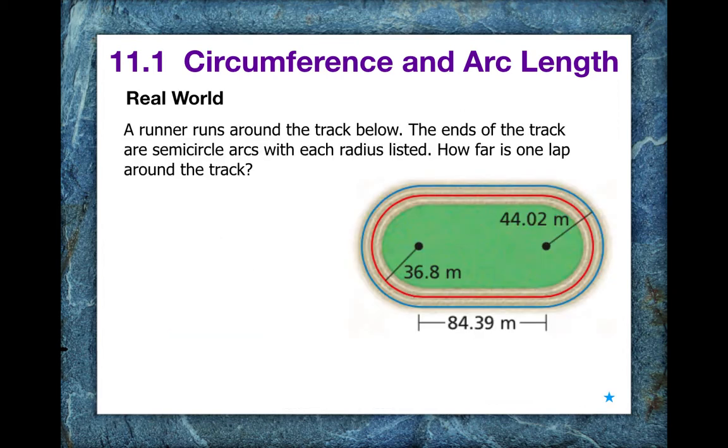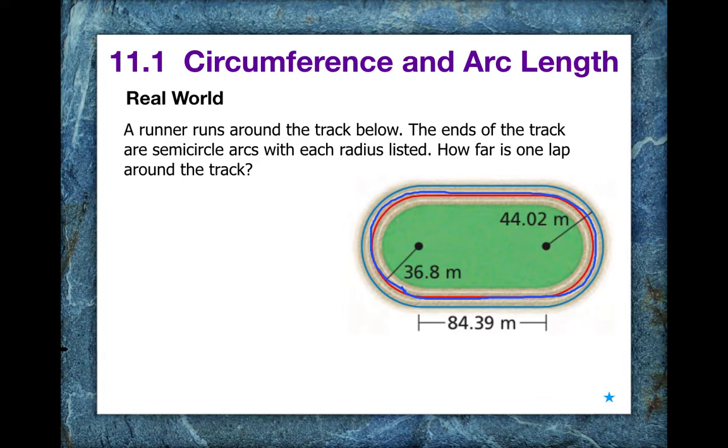Now let's look at a real world problem. We have a running track where people are running around this track, and their straightaway is 84.39 meters on either side. And then we have a semicircle on either side here. The semicircle, if I put this semicircle with this one, it would make a complete circle. We're going to use the inside track, which is this 36.8, the red track in the inside here. I'm coloring it blue right now.